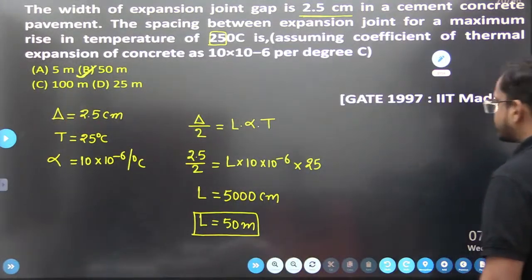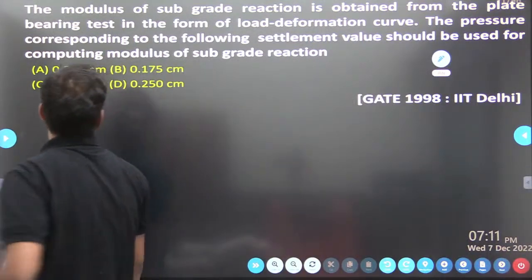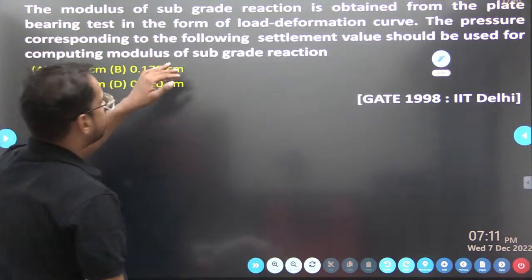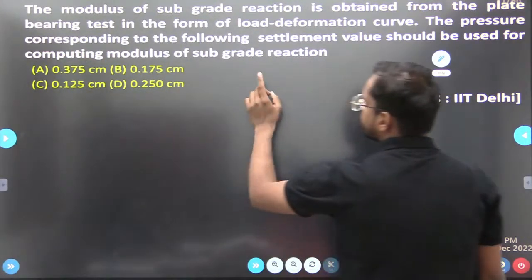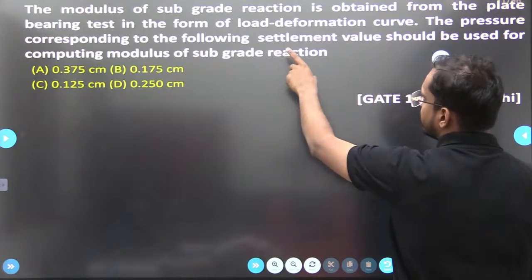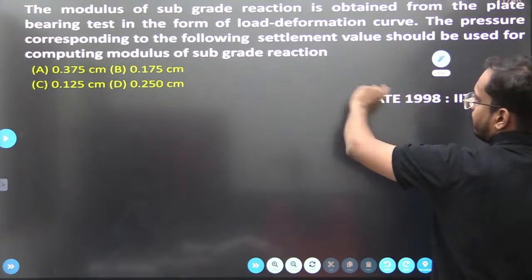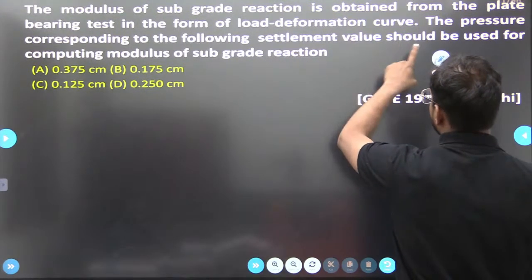Now I will discuss the next important problem in front of you, and the problem is: the modulus of subgrade reaction is obtained from the plate bearing test. Am I right? So the question is, the modulus of subgrade reaction is obtained from the plate bearing test in the following load deflection curve. The pressure corresponding to the following settlement value should be used.